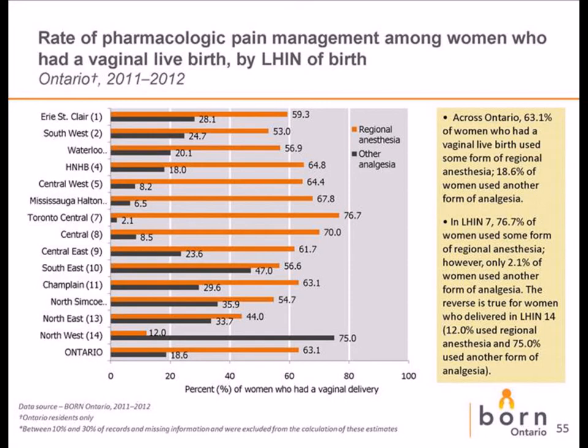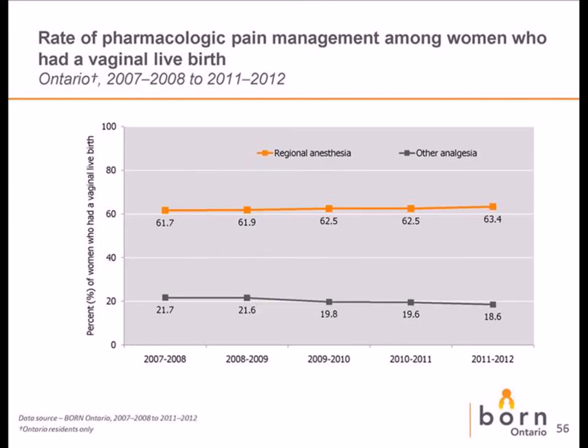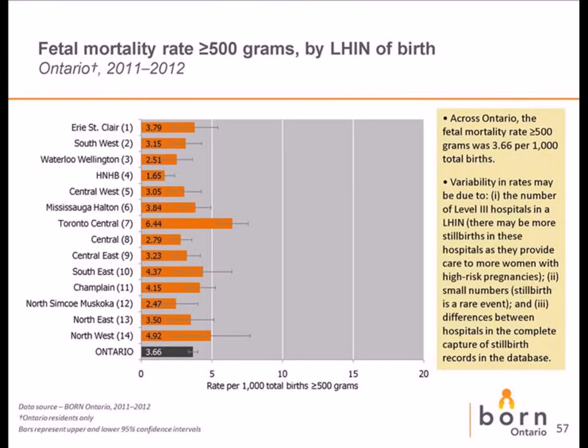And you can see what's happening in your various LHIN. And again, these slides will be available on the website if you want to take a closer look at your own data. And this is just to show us the orange is the regional anesthesia and the black is the other forms of analgesia. So pretty steady.